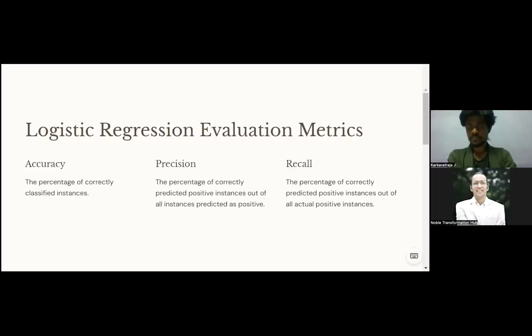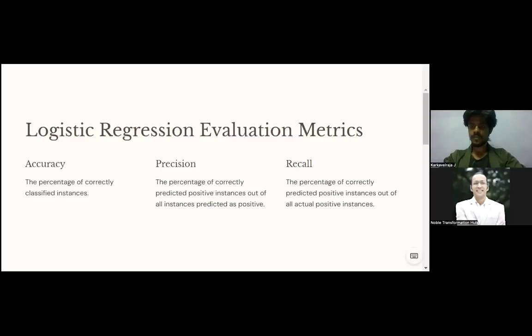Precision is the percentage of correctly predicted positive instances out of all instances predicted as positive. From the data set which is predicted positive, you take the percentage of correctly predicted instances. Only from the positives, all the predicted positives. Now recall is the percentage of correctly predicted positive instances out of all the actual positives.